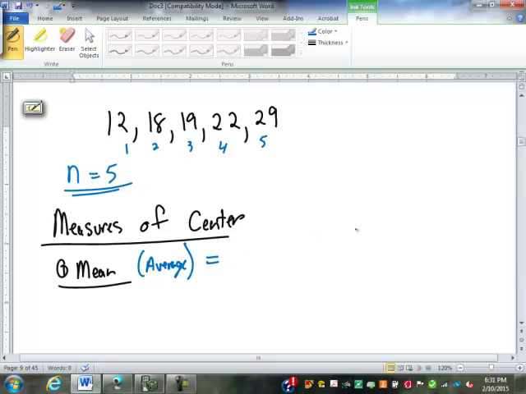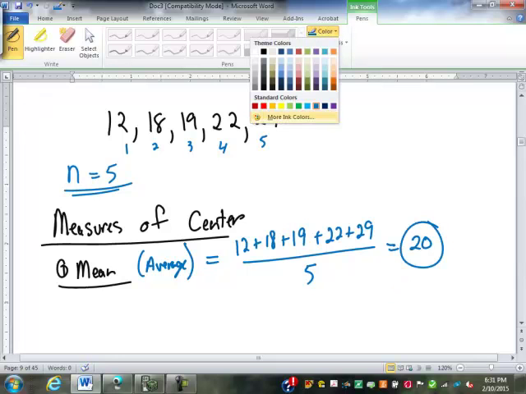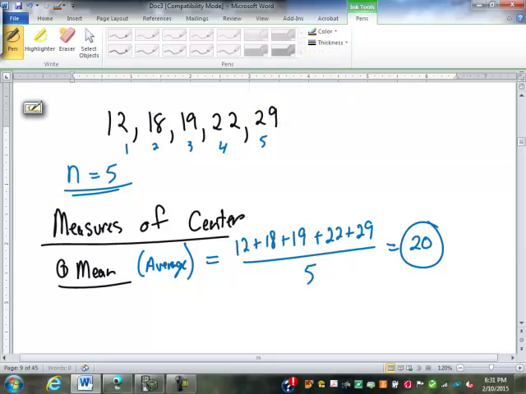To do the mean, you add them all up and you divide by how many are there. So we're going to do 12 plus 18 plus 19 plus 22 plus 29. We already said n equals 5, so we know there's 5 of them there. So we had that. We got 30, 49, 71, 100 divided by 5 is 20. So that one has a mean of 20. Next, the second measure of center is a median. The median is the middle number.